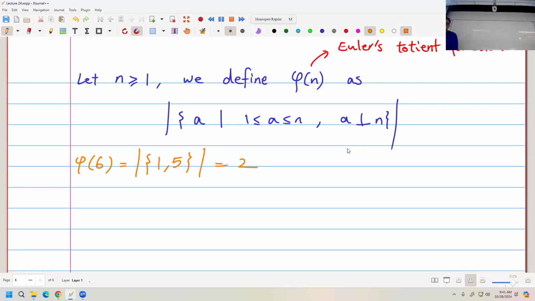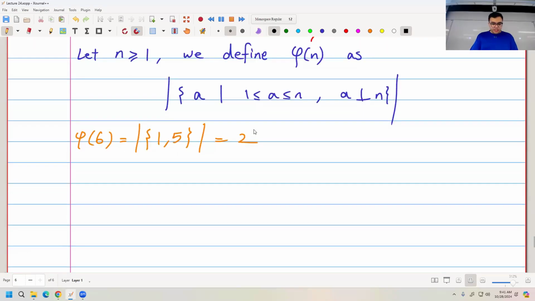Now we're going to study this function because we want to use this function to somehow get an extension of Fermat's little theorem. Okay. So how are we going to study this function? What is the value of this function? So here's what I claim. So this is my theorem.